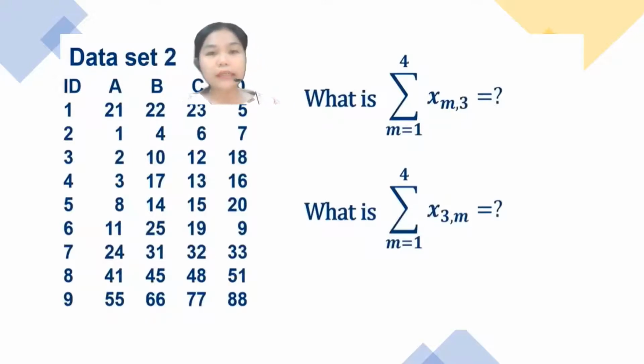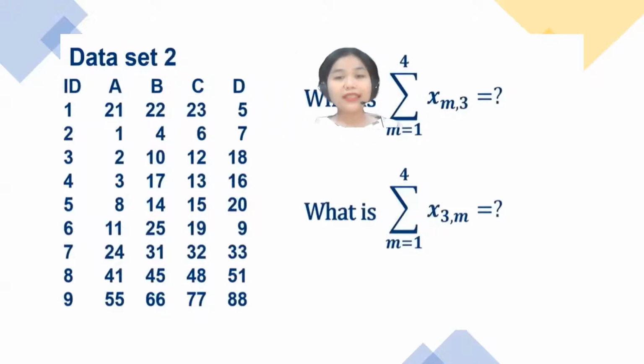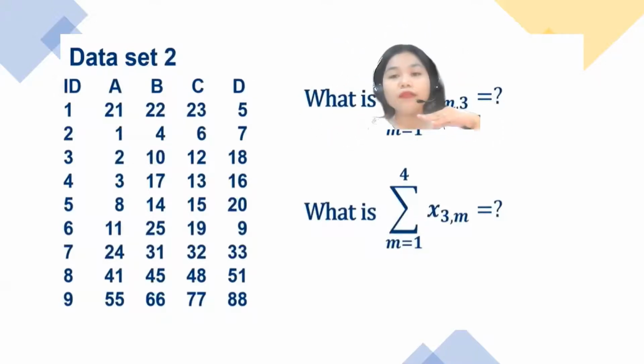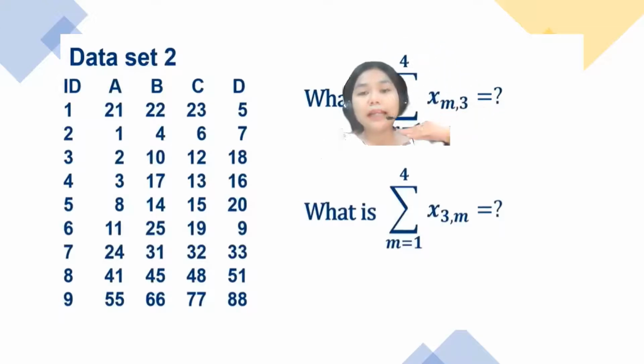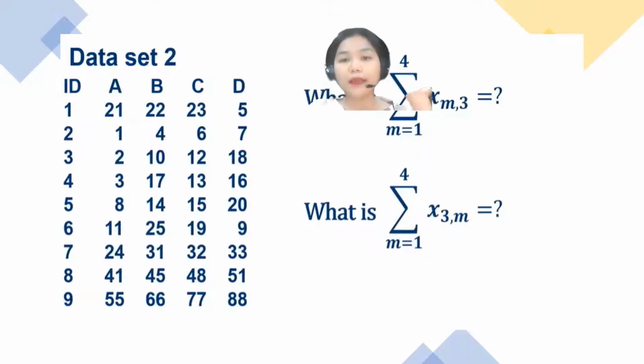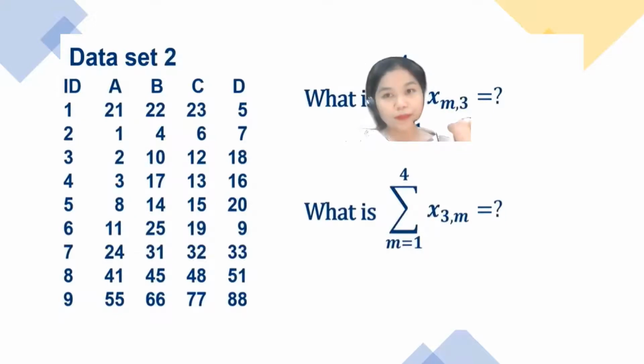So we have here, the first summation is the summation of xm3 as m goes from 1 to 4. The first thing that we need to do is dissect the parts. We have here the sigma sign. This is our formula of the term, xm3. And then the summation index that we use is m, so it ranges from the first value up to the fourth value. Again, m dito ay ang ating row, at saka yung 3 natin ay ang ating column.